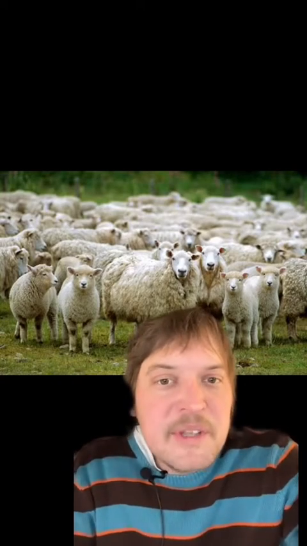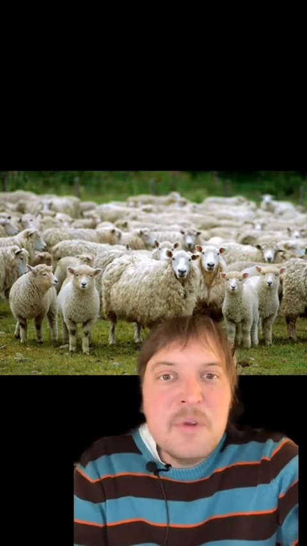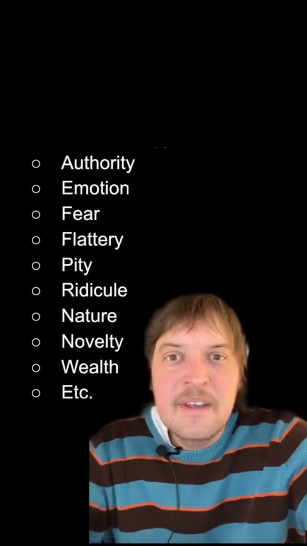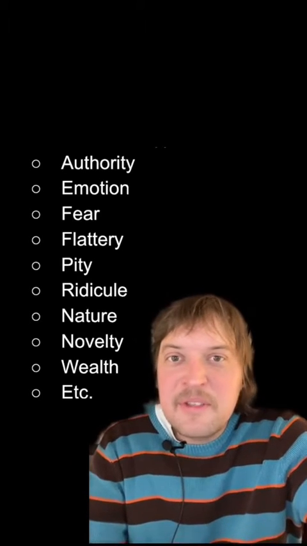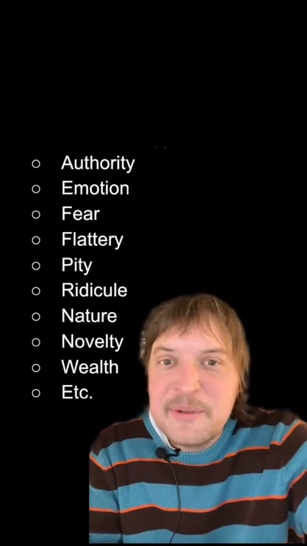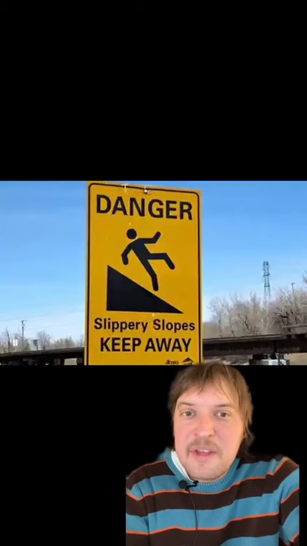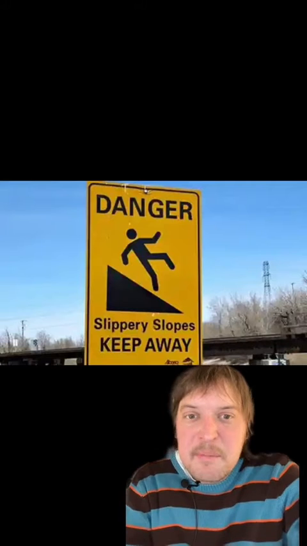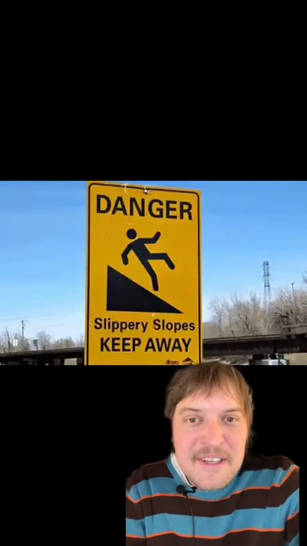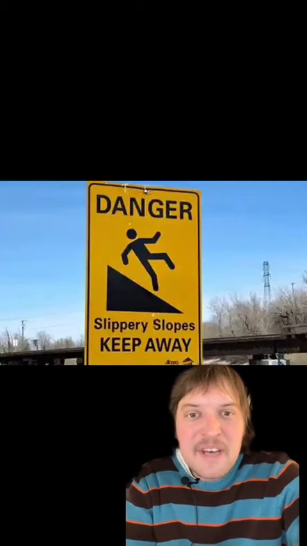Like an appeal to popularity argues that they are correct because most people believe what they're saying. Other appeals include, but are not limited to, authority, emotion, fear, flattery, pity, ridicule, nature, novelty, wealth, etc. A straw man is a fallacy that attacks an argument that wasn't even presented by the opponent. A slippery slope states that a small thing will have a cascading effect that leads to a much bigger, usually negative thing, without sufficiently showing how it's going to happen.